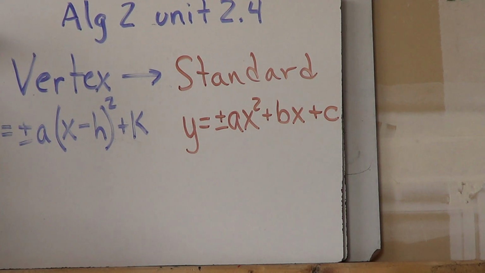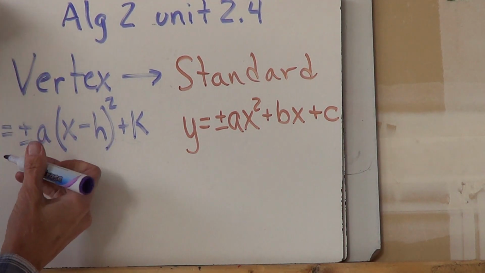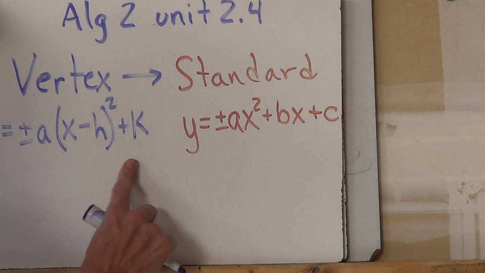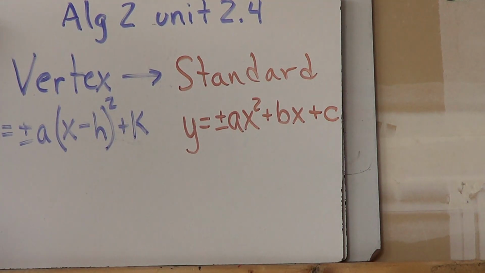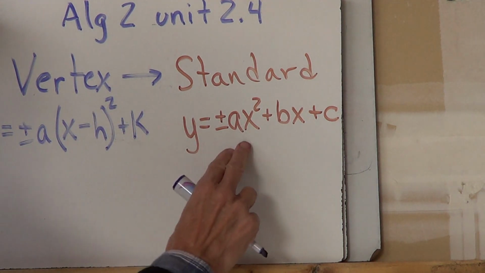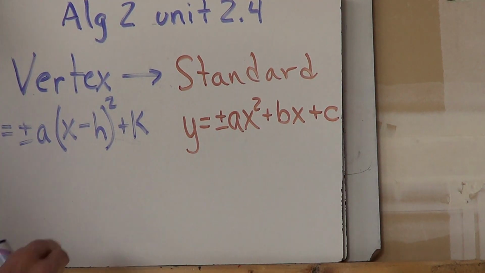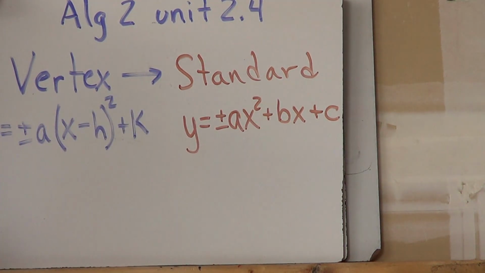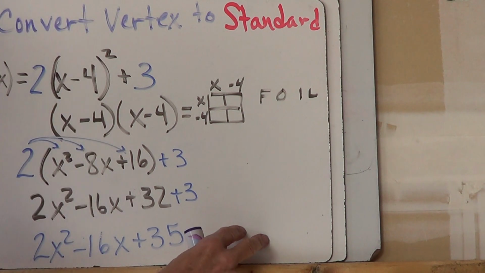Vertex to standard form is what we're doing in this unit. Vertex is what you've been looking at, the HK format. Standard is, I just think of the standard ABCs. It's ax squared plus bx plus c. Okay? I'm just going to show you how you convert from vertex to standard. Then I'll show you how to go from standard back to vertex, and then we'll look at graphing, whichever way you'd want to do it.